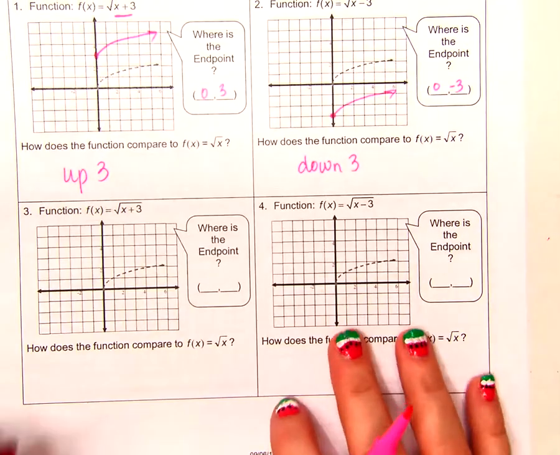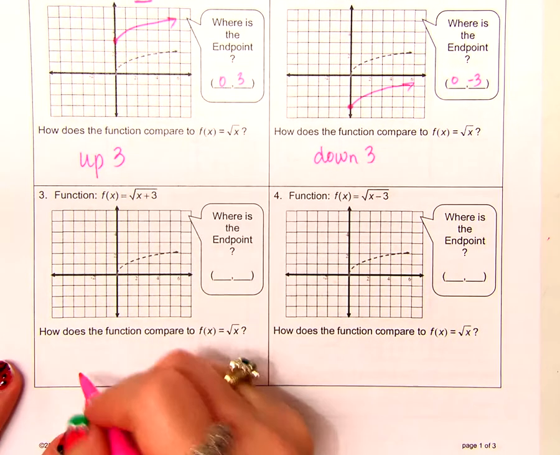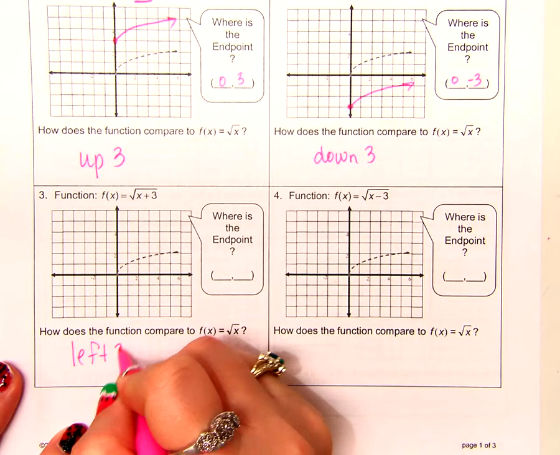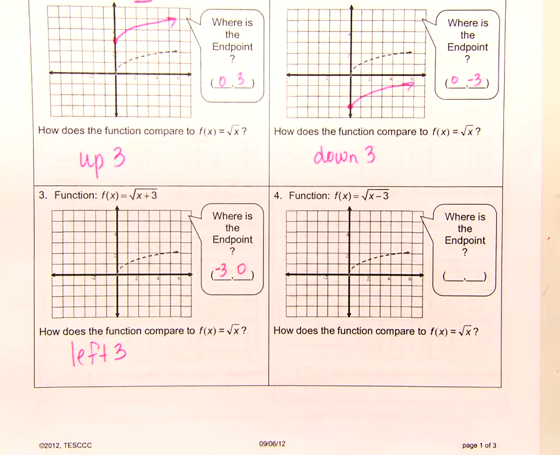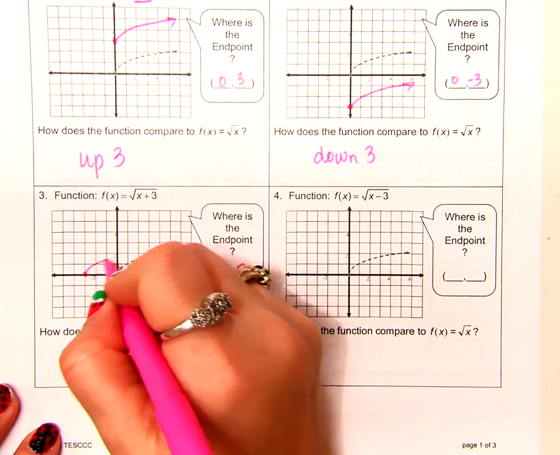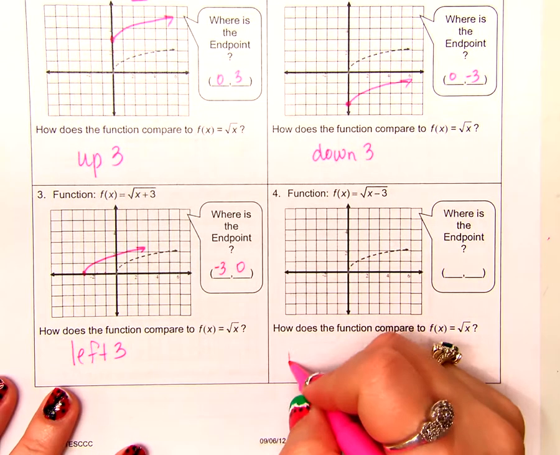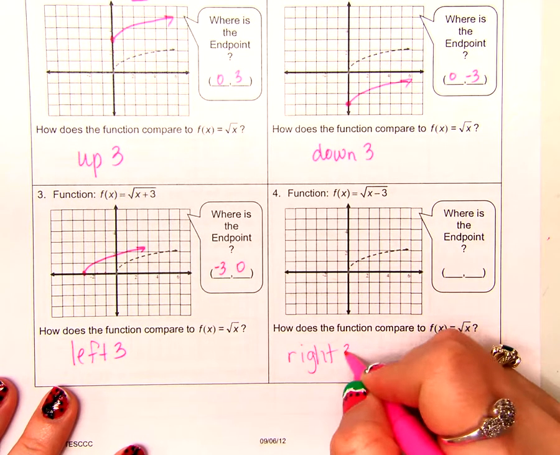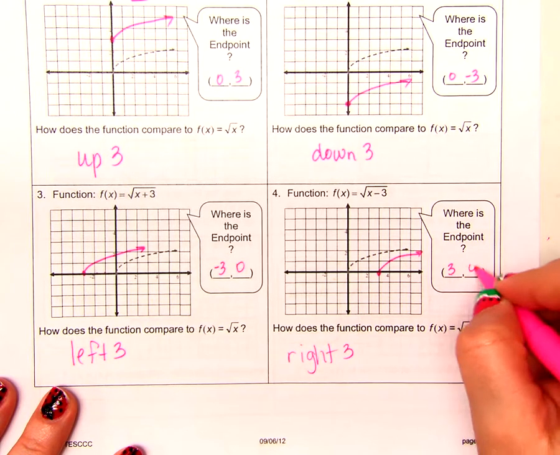What about number 3? Make a prediction before you put it in your calculator. You think it's going to go left 3? Okay, prove it with your calculator. And where does it go? Oh my gosh, our prediction was correct. 1, 2, 3. So what about number 4? Right 3? So that would be 3, 0, right?